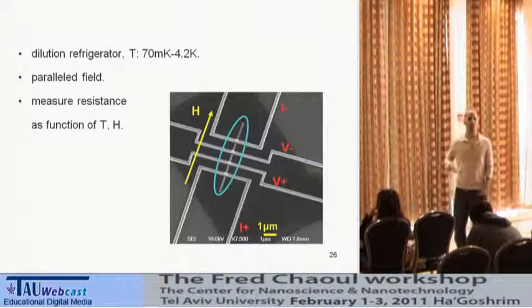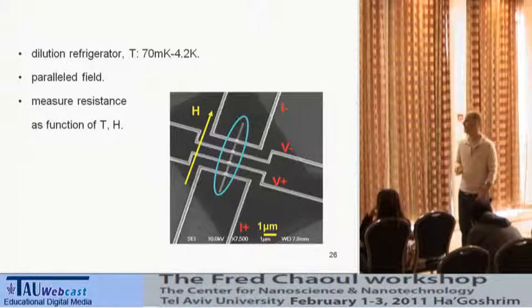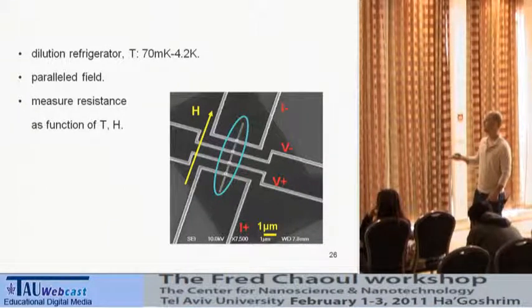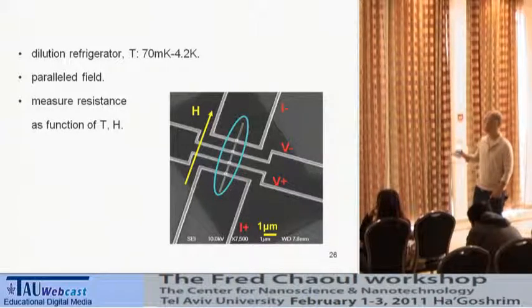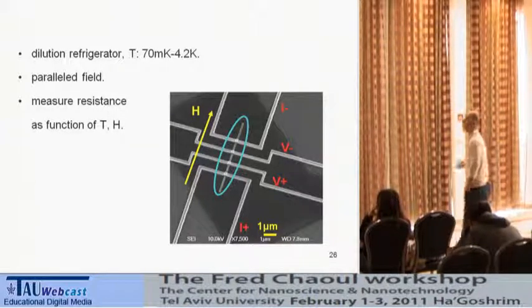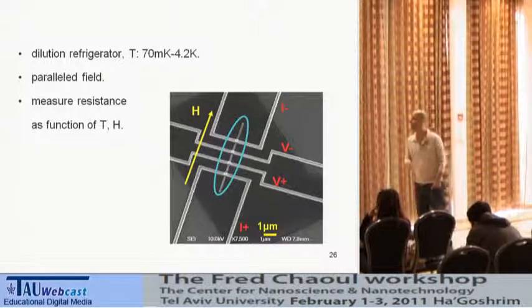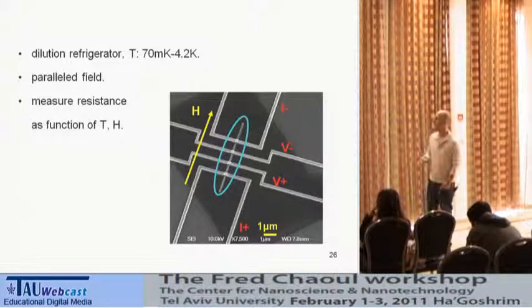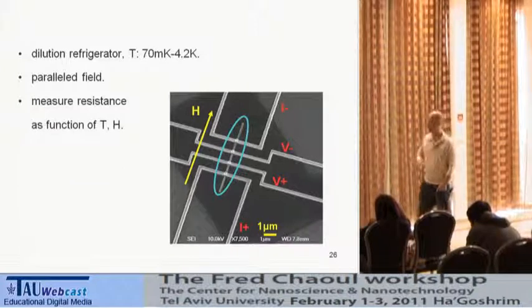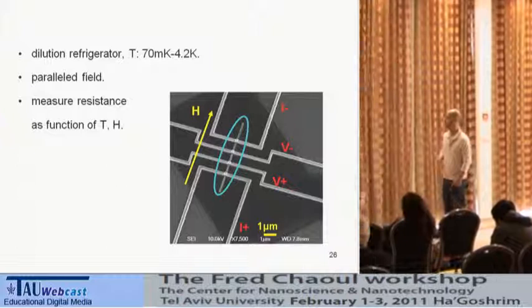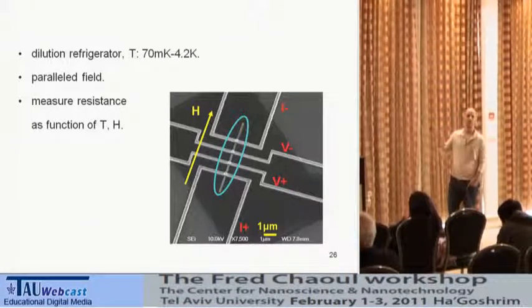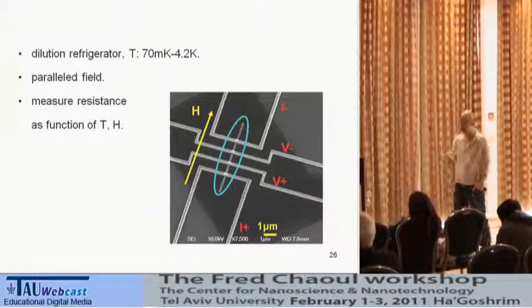So this is, again, both what we see, and this is the measurement system. We're running current from here to here, measuring the voltage between these two layers, getting the resistance, applying a parallel magnetic field. We're controlling the temperature with a dilution refrigerator that can go down to 70 millikelvins, that's 0.07 kelvins. Applying a parallel magnetic field, we can apply up to 8 Teslas, but 2 Teslas was enough in this experiment. And again, we measure the resistance as a function of temperature and field.